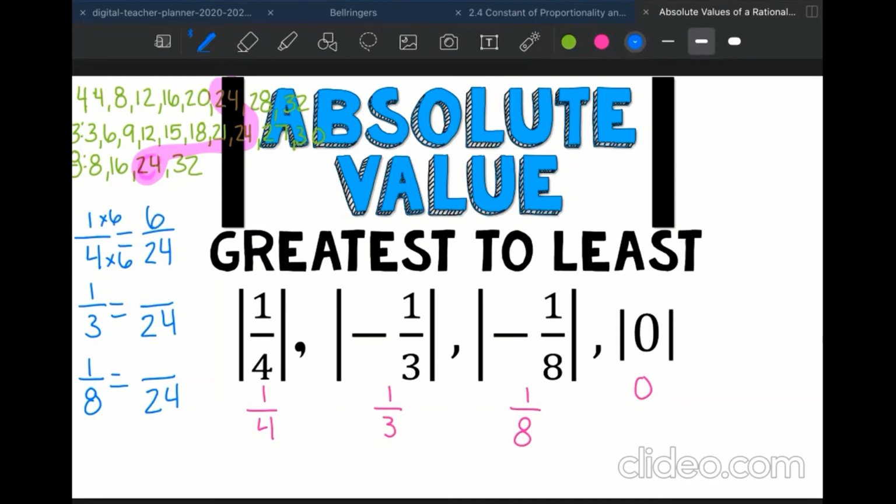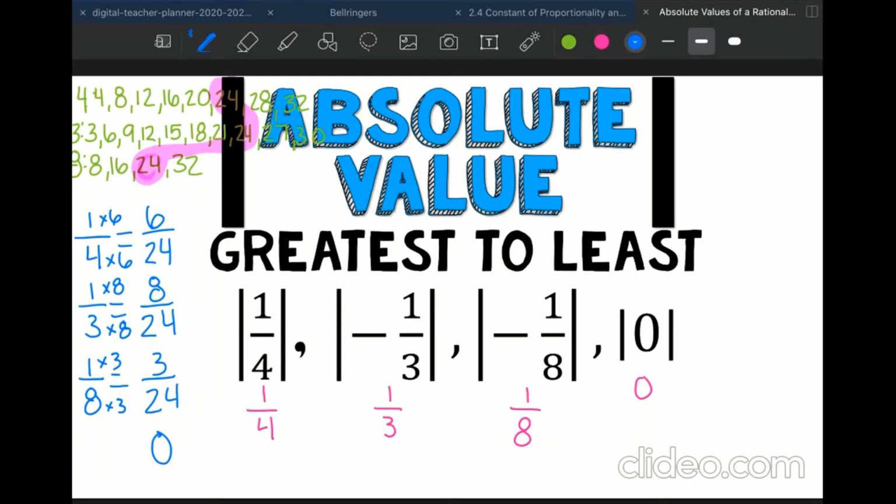What times 3 gives me 24? 8. Good. So that means I'm going to multiply both my numerator and denominator by 8. What's 1 times 8? 8. All right. What times 8 gives me 24? 3. What's 1 times 3? All right. Now I can compare and see what number is biggest. What number is biggest? Oh, and then don't forget, I do have a 0 down here.